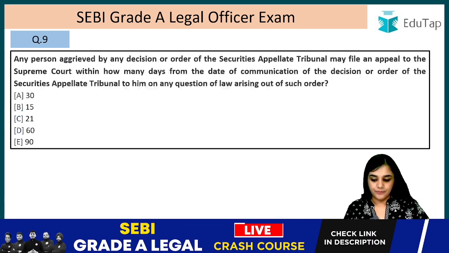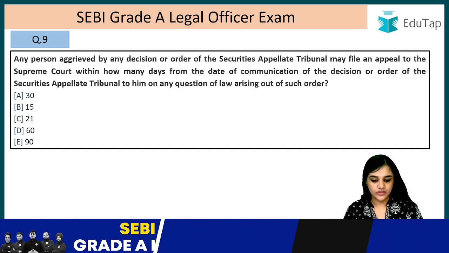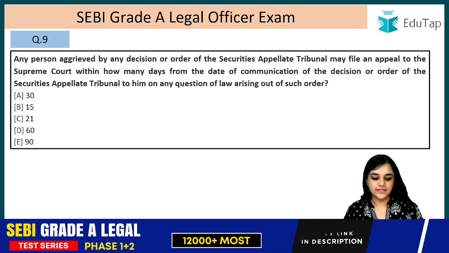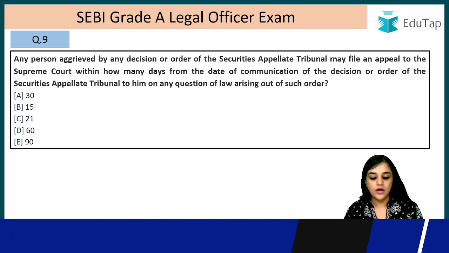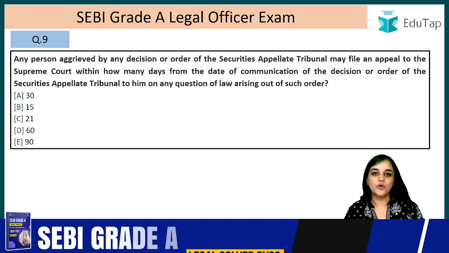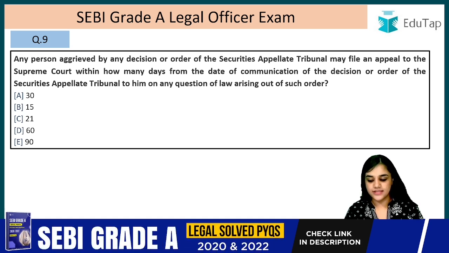Question number 9. Any person aggrieved by any decision or order of the SAT may file an appeal to the Supreme Court of India within how many days from the date of the communication of the decision or order of the Securities Appellate Tribunal to him on any question of law arising out of such order? The answer is 60 days, option D.